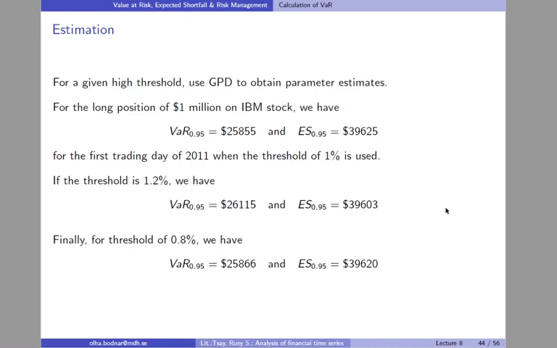Now for estimation, for a given high threshold, we can use the generalized Pareto distribution to obtain parameter estimates. For our long position of 1 million of IBM stock, we have this value at risk and this expected shortfall. For the first trading day of 2011, when the threshold of 1% is used, if the threshold is 1.2%, this is the new value at risk, and this is the new expected shortfall. It looks like the expected shortfall is a bit smaller, but the value at risk is a bit bigger. And for a threshold of 0.8%, we have this value at risk and this expected shortfall.